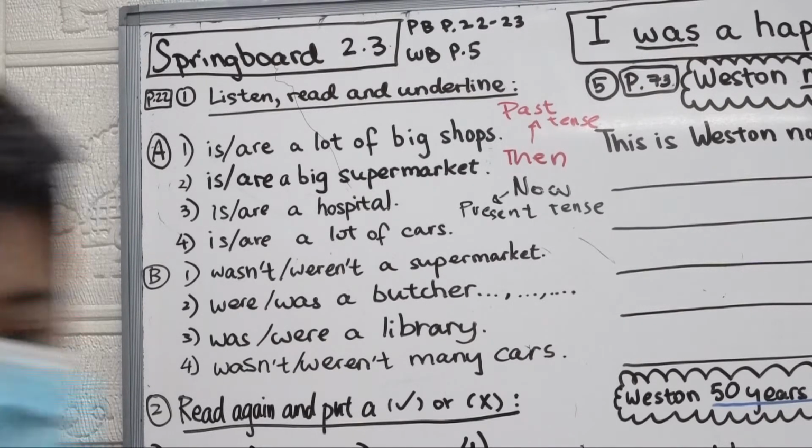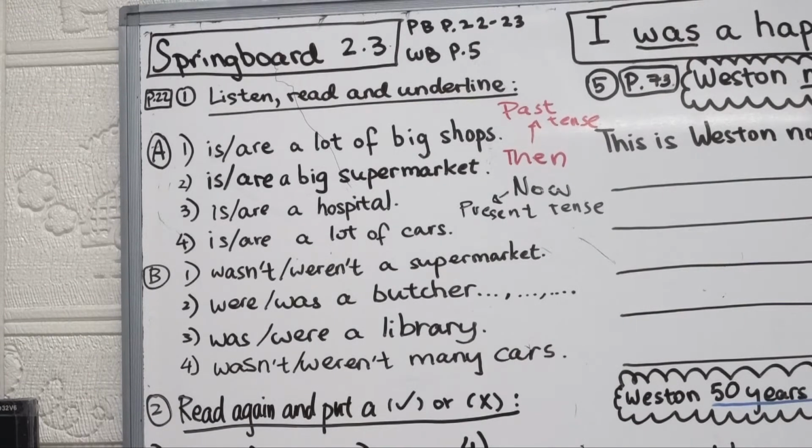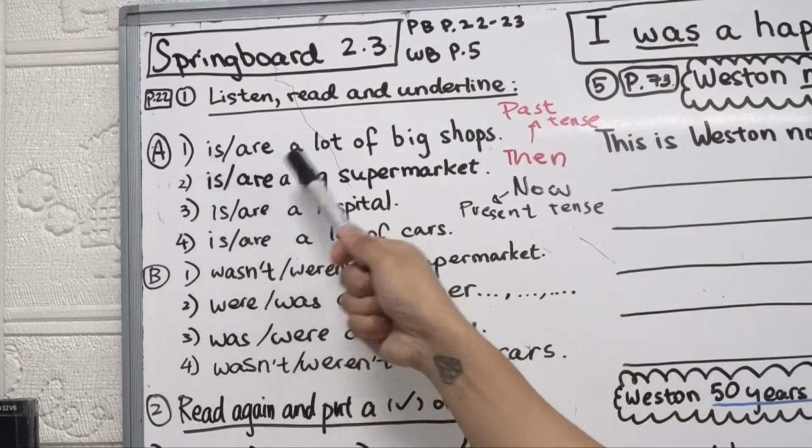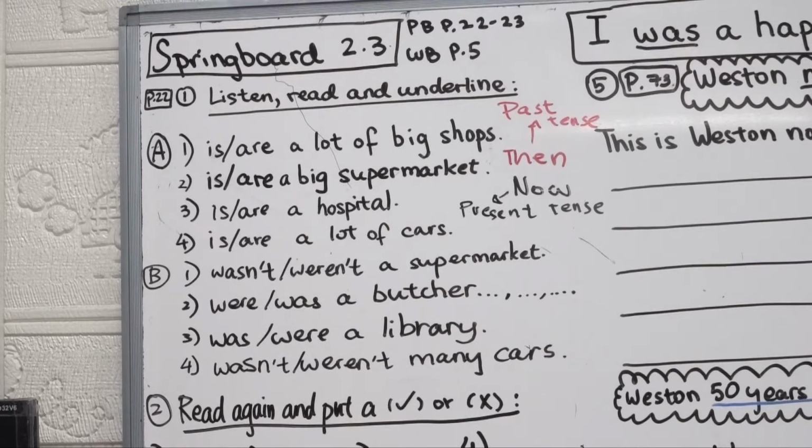Unit 3, Lesson 3. I was a happy baby. Exercise 1, page 22. Listen, read, and underline. This is Small Town now. There are a lot of big shops. There is a big supermarket, a cinema, and a museum. There is a hospital in Small Town now. There are a lot of cars in the streets. It's a noisy town now.